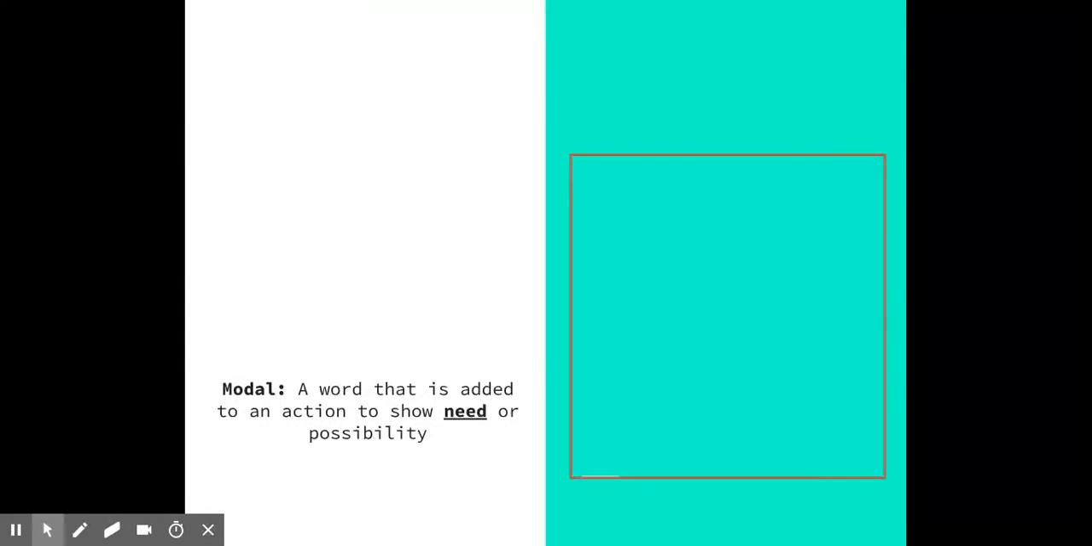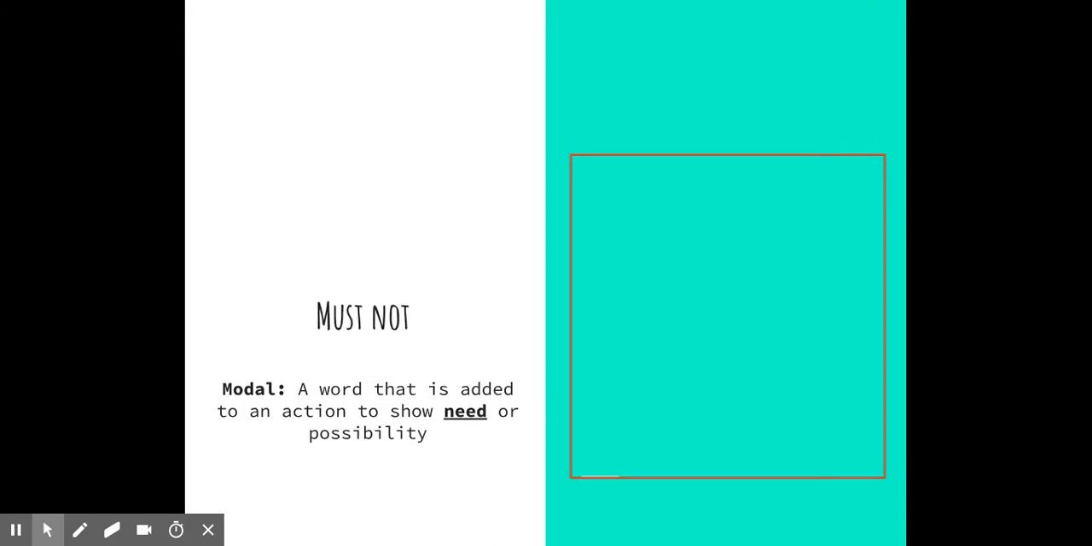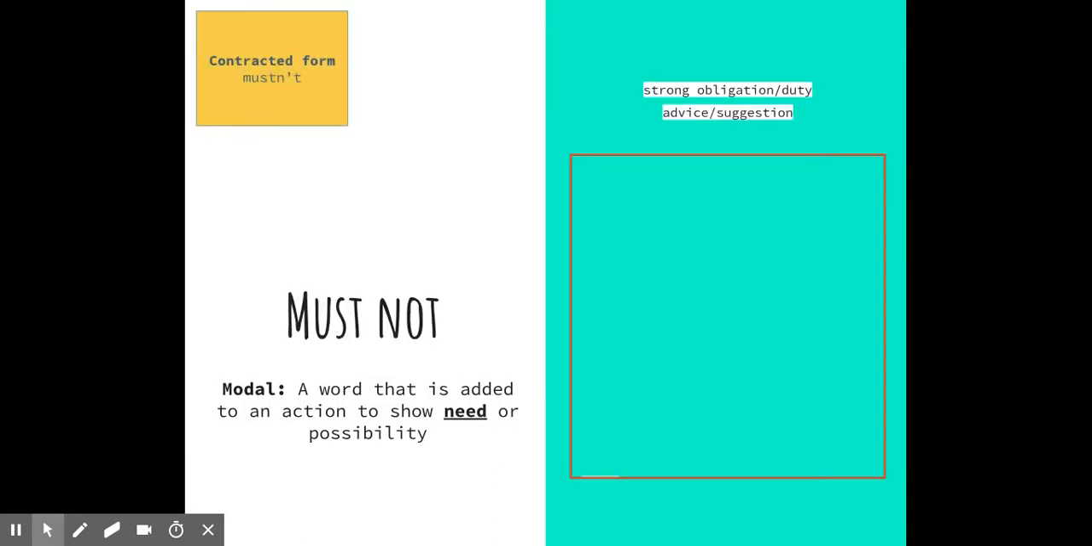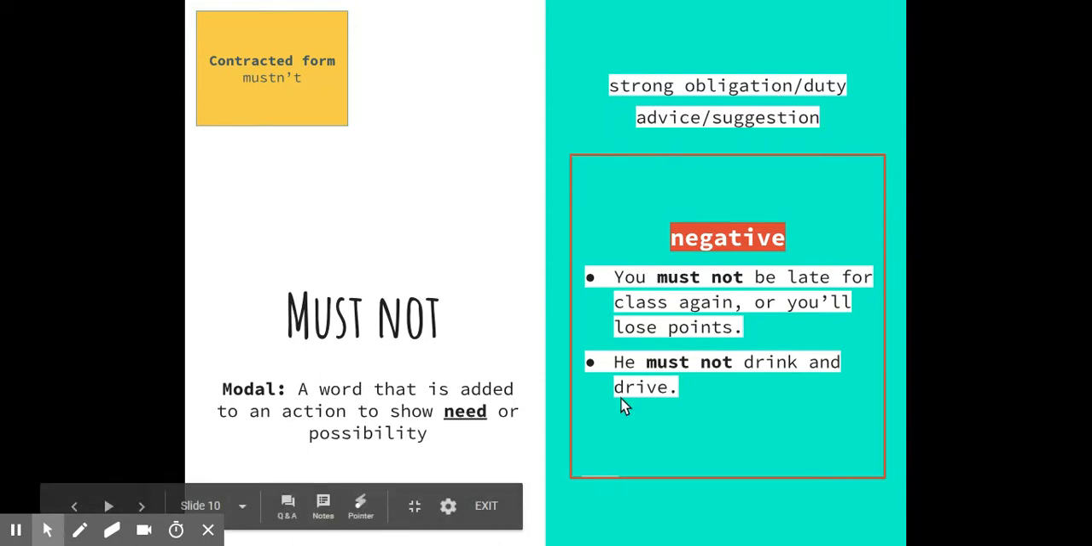Now in the negative, so in the positive, have to and must basically mean the same thing, strong obligation. In the negative, they mean two different things. So must not, contracted form mustn't, still means strong obligation, duty, advice. So you must not be late for class again, or you will lose points. It's important. Maybe your grade goes down. It is more serious. You must not drink and drive, right? It's very serious. You could kill someone, right? So strong obligation, strong duty, advice, suggestion, right? And it's saying, don't do this action.